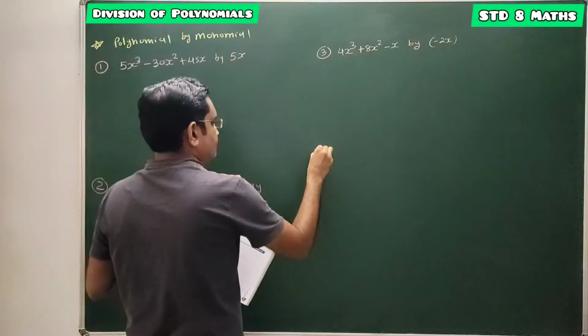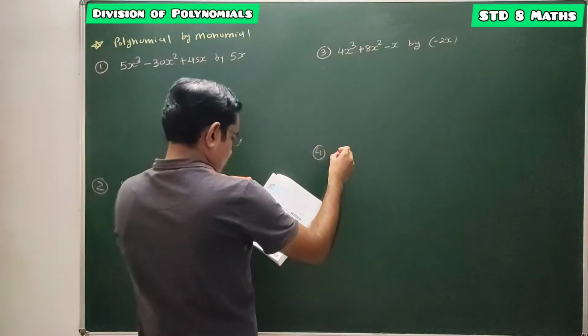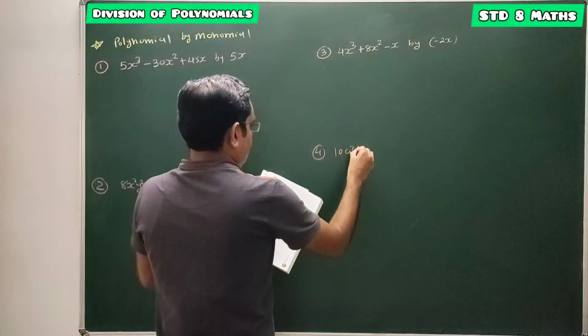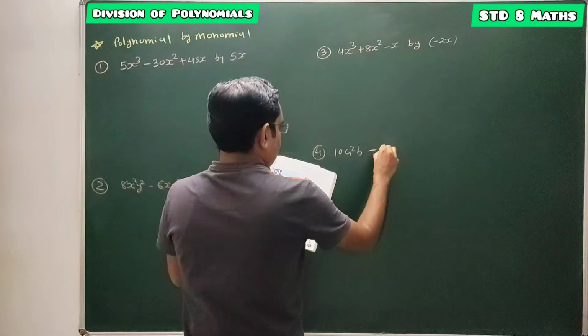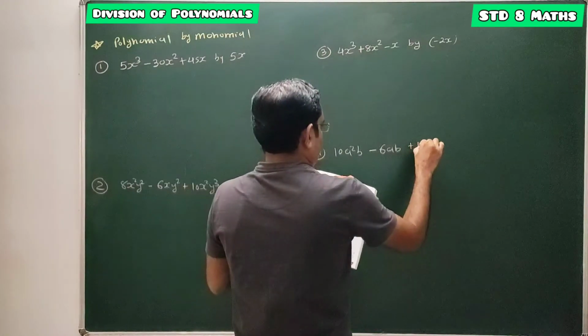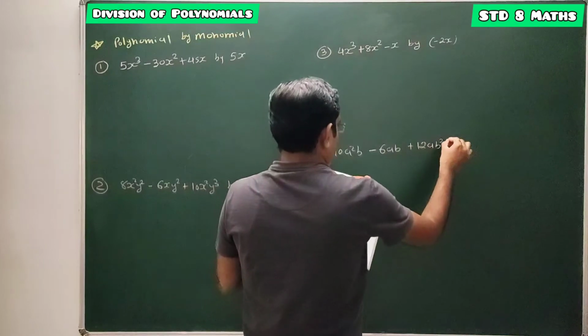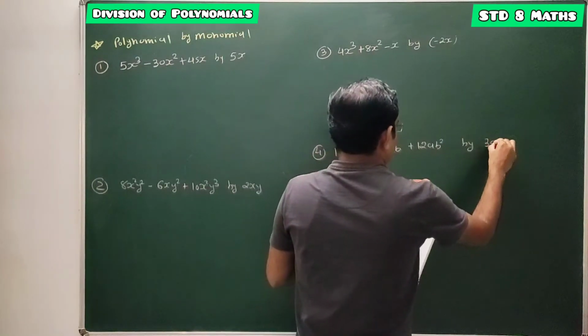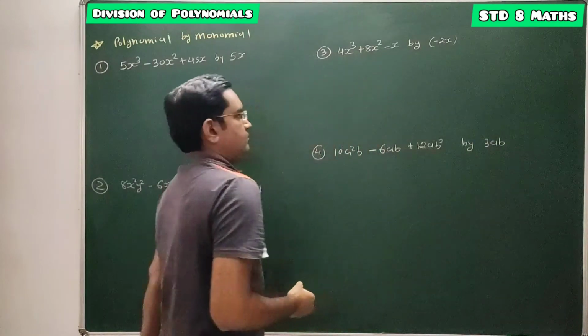Fourth, 10a square b minus 6ab plus 12ab square by 3ab.